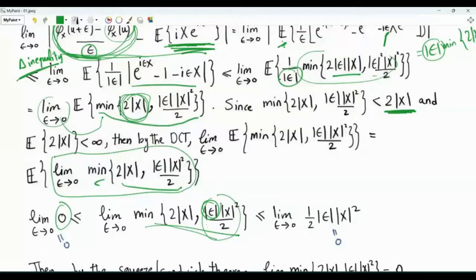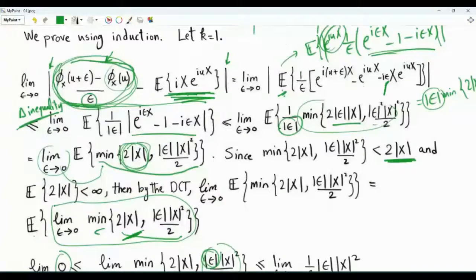This minimum is upper bounded by the second term here, 1/2 times the magnitude of epsilon times x squared. Now the upper bound, if we take the limit as epsilon goes to 0, will be 0. And so by the sandwich theorem, this limit is 0. And so whatever we have inside the expectation here is 0. Note that this expectation is an upper bound on this original quantity, which is also lower bounded by 0. So by applying the sandwich theorem again, this limit is indeed equal to 0.